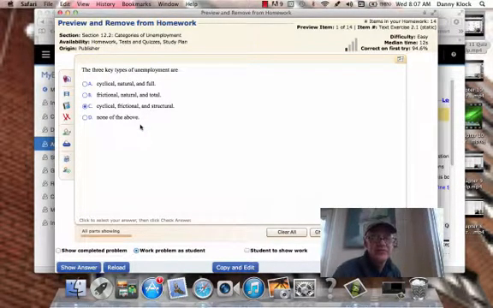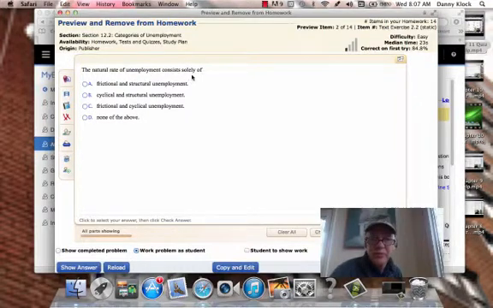Cyclical is with the business cycle. Frictional is basically somebody just being out of work temporarily, like when you get out of college and you can't find a job immediately. That's a frictional problem. Structural, you don't have the skills to get a job. Cyclical is just the business cycle, right? If there's a recession going on, people get laid off a lot of times. So let me check my answer. Yeah, I'm fine. Let me go next.